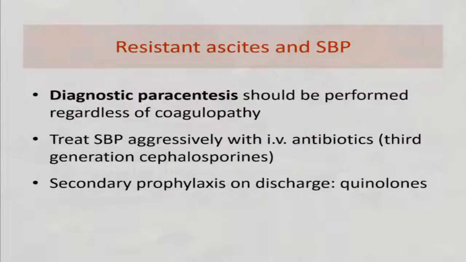Let us start with resistant ascites and bacterial peritonitis. All patients with ascites should have a diagnostic paracentesis, regardless of coagulopathy, to look for infection. Spontaneous bacterial peritonitis leads to a very poor outcome in cirrhosis. They should be treated aggressively with intravenous antibiotics, usually third-generation cephalosporins, and all of them should be started on secondary prophylaxis on discharge, usually with quinolones.